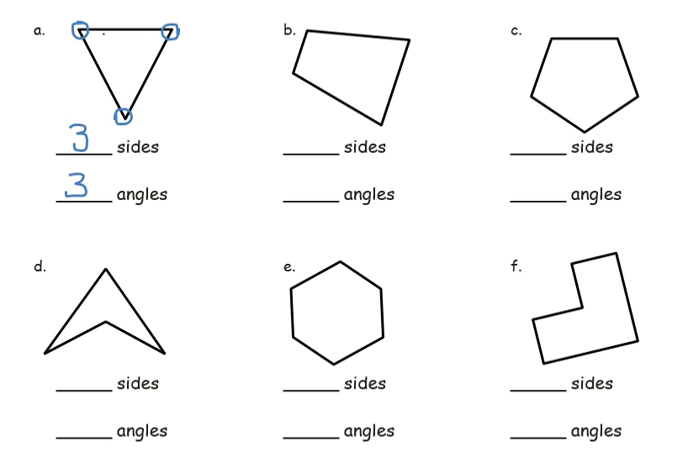You can see the first problem is done for us. We've circled the angles. Another way you could look at that would be the corners for each shape. And we counted how many sides made up the shape and how many angles. So for shape B, I can count my sides. There's 4 sides and there's 4 angles.